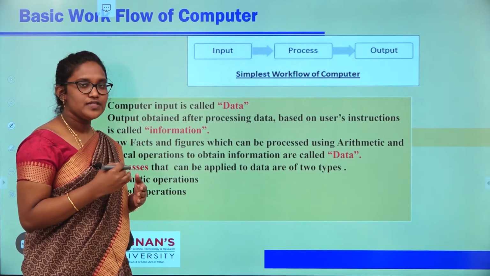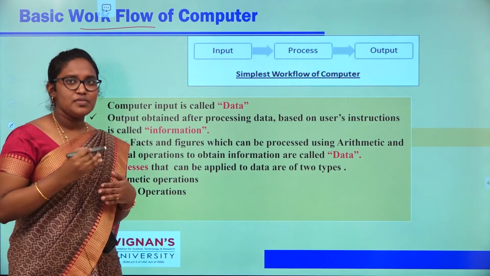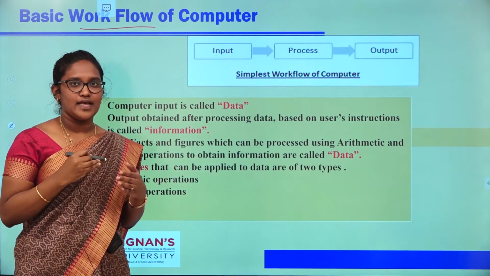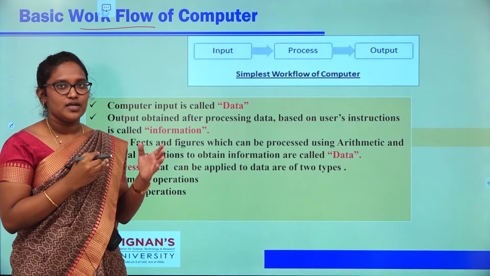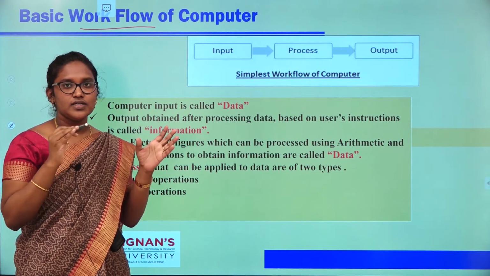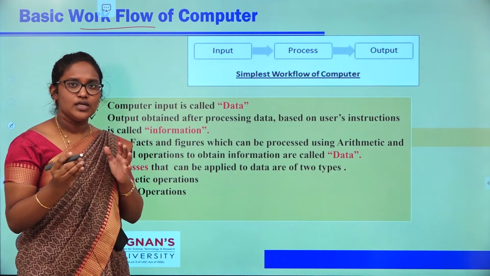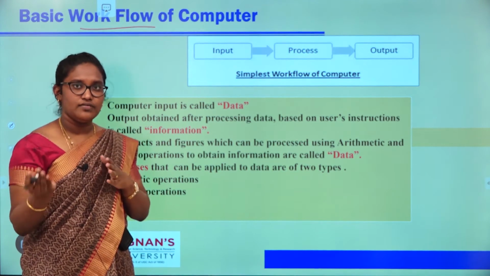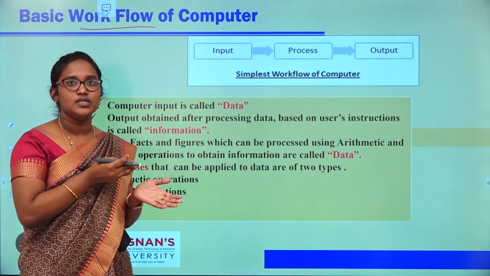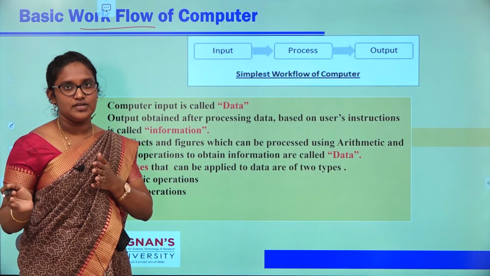Now we will see the basic workflow of a computer. What is the meaning of a workflow? For example, consider a scenario. There is a teacher and the teacher gives an assignment to the class students. How the class students will take the assignment and how they will submit it back to the teacher is called the workflow of an assignment.